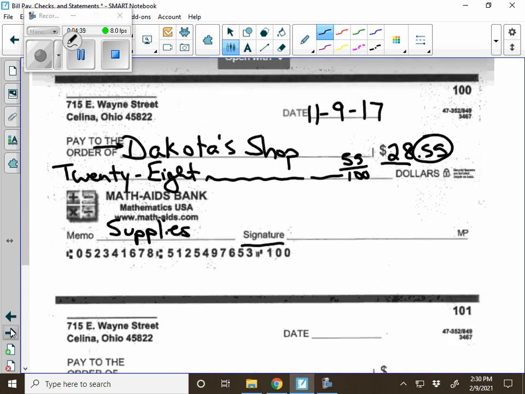Now, I'll tell you, that memo gets really important when we're paying some kind of bill. Like if I was paying a DP&L bill, which would be an electric bill, you have your own individual electric account through DP&L. They have an account number on that. Usually they make you fill in that account number in your memo.